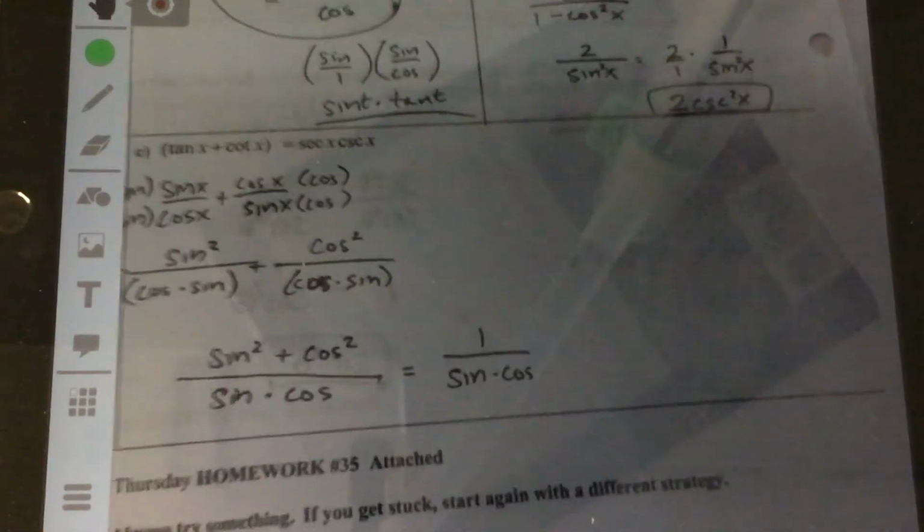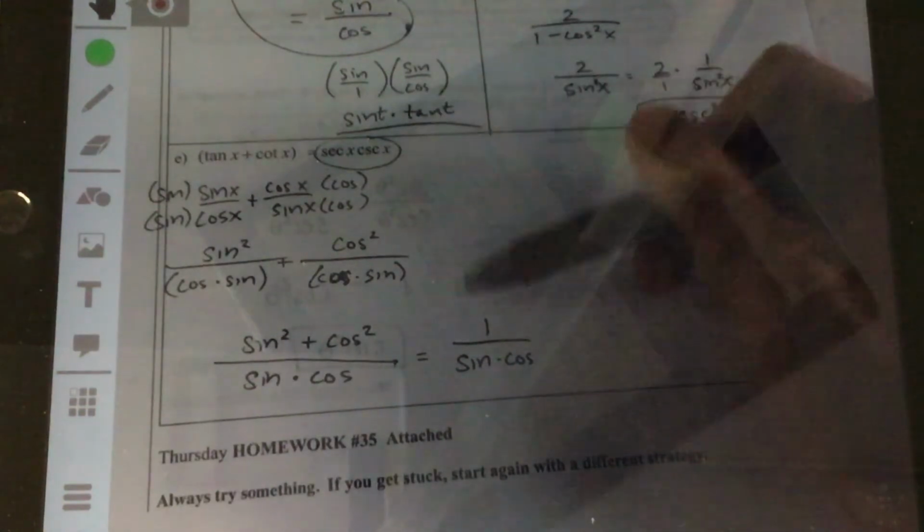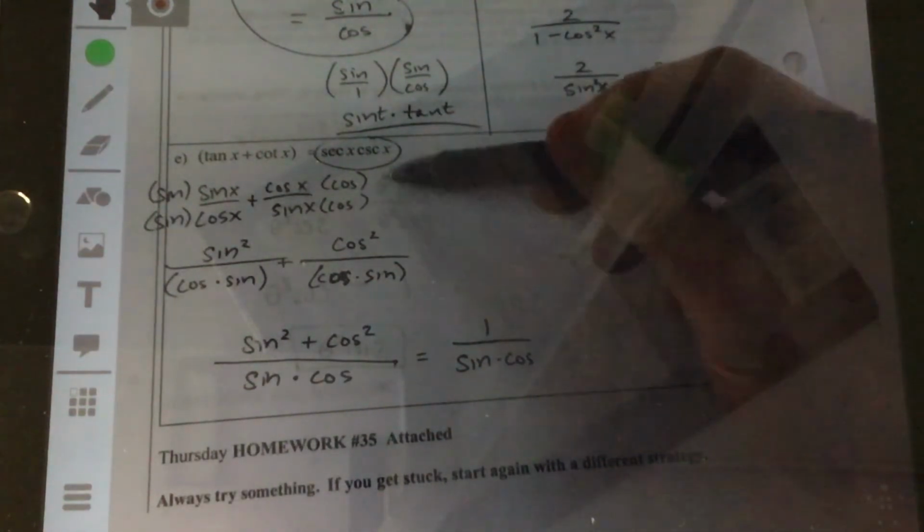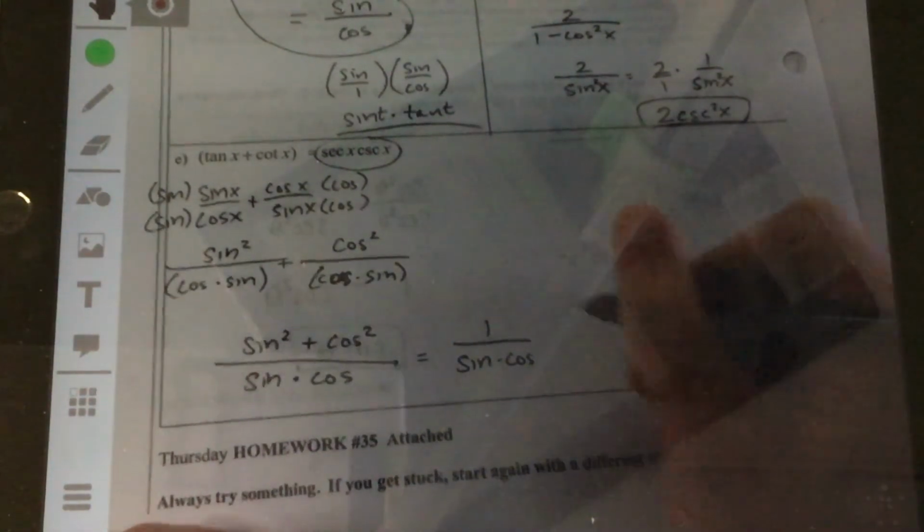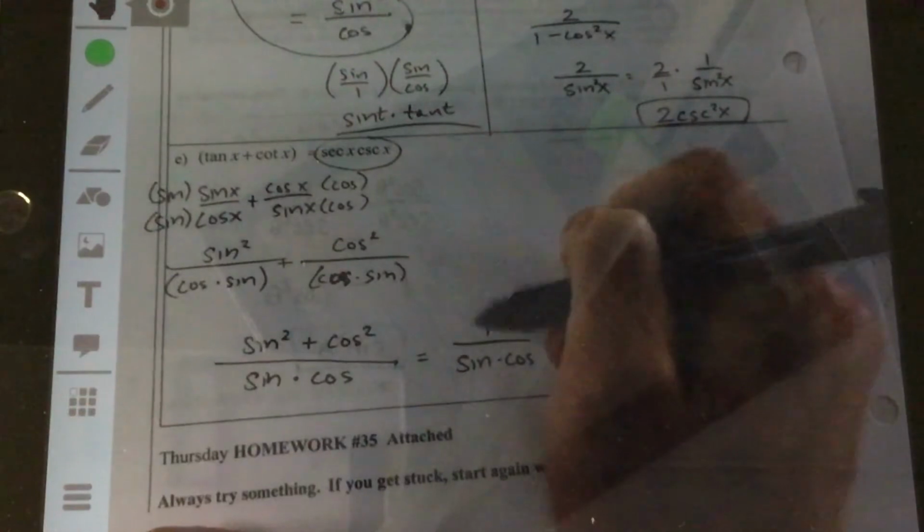Now this is where you might look back at what your goal is. Your goal is to get it to look like this right here. So we have 1 over sine times cosine. We're trying to get secant, cosecant. It looks like you might be able to see what's going to happen here, because 1 over sine is cosecant, 1 over cosine is secant. So you could just basically say this equals that, because it does.